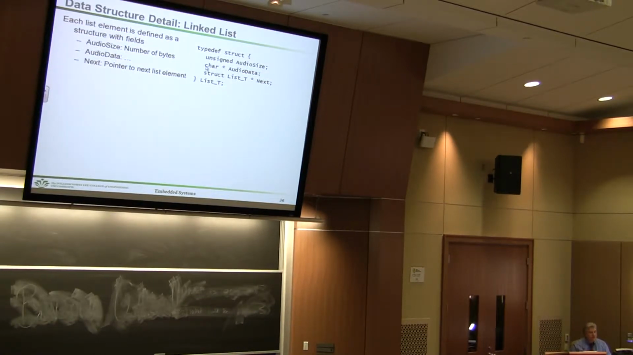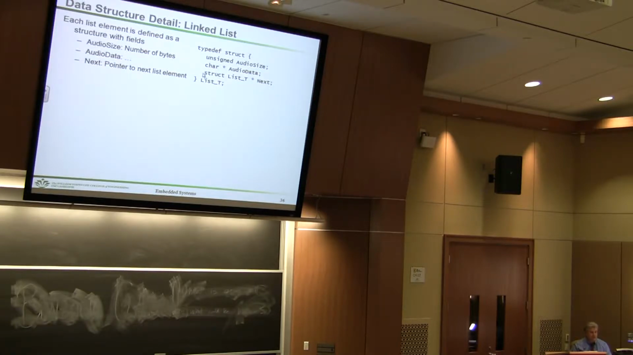Then we're going to have a char star. What does a char star mean? Right, it's a pointer. The star is a pointer. It's pointing to a bunch of character data. But in this case, audio data is just going to be an address. So most likely it'll be a 32-bit address that will be associated with some data.